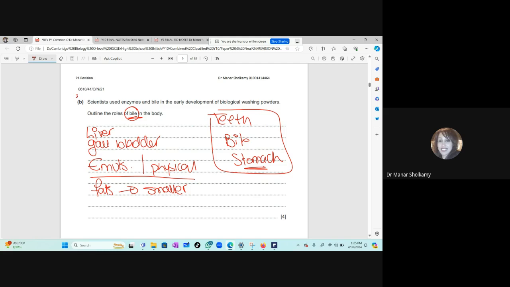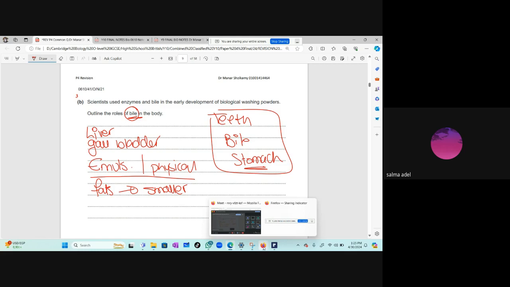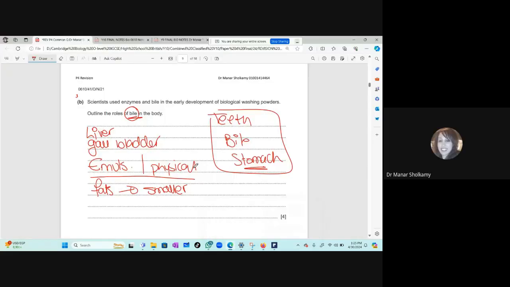Why? What is the objective of physical digestion? Increase surface area. Exactly. Into smaller size, only smaller size, no change in chemical composition, I stress on that. Why? To increase the surface area to help the enzymes work next.